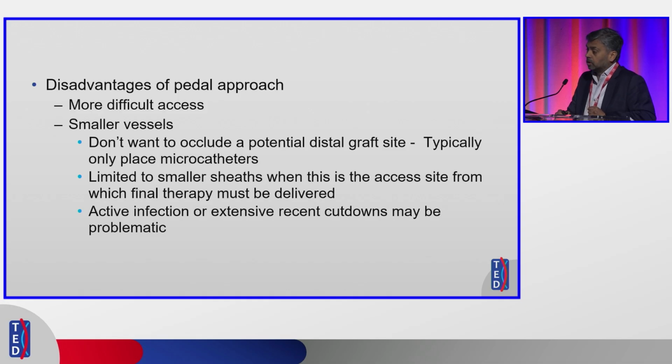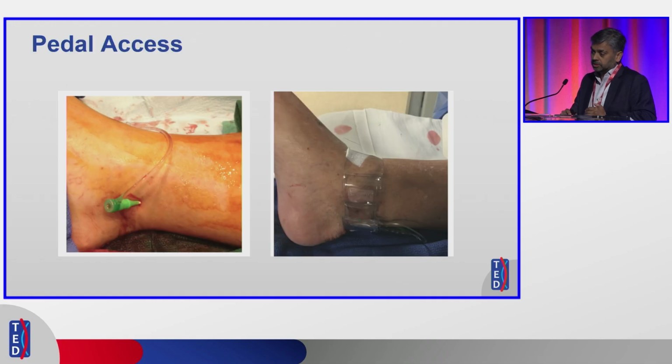They are sometimes smaller vessels, and you sometimes don't want to occlude a potential distal graft site. It's sometimes limited to a smaller sheath, and when this is the access site in which final therapy must be delivered, sometimes we may have a problem if it's the only vessel that's going to the foot. Active infection, extensive recent cut downs may be problematic in these particular cases. So this is a representation of pedal access, in this case a posterior tibial artery and a vascular band at the end of it. Most of the times we're just able to apply a finger pressure, and that's all that is needed in these cases.